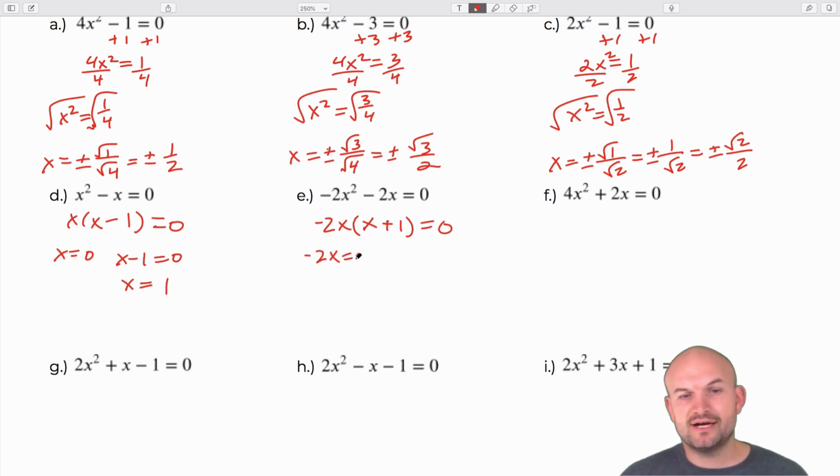Now, it's important here when I use my zero product property. I guess I probably should have shown my work here, right? Let's just write that down here.